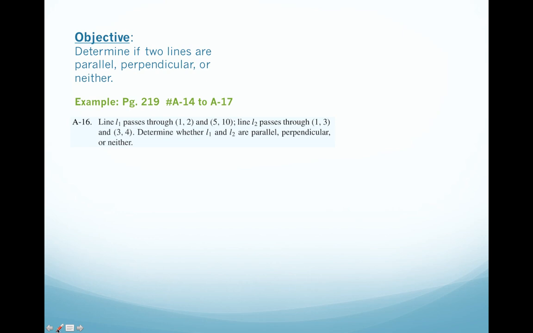Again, L1 is the same. The coordinates are still (1, 2) and (5, 10). However, the second line that we're looking at is the line that goes through (1, 3) and (3, 4). So let's compare these two lines. For L1, we already found out from the beginning that the slope was 2. Now let's compare it to this new line, which goes through the points (1, 3) and (3, 4).